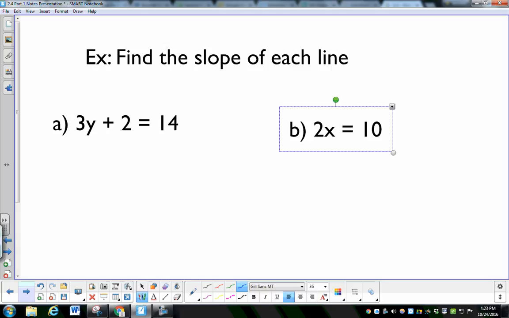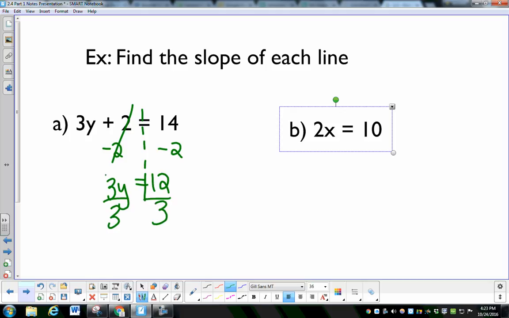All right, so now we're going to find the slope of each of these lines. I'm actually going to go through and get these variables by themselves, but you don't even have to do that much. So on this first one, I'm going to get this y by itself. So I'm going to subtract 2 from each side. I'm left with 3y equals 12. And then we can just divide by 3. And we're left with y equals 4.